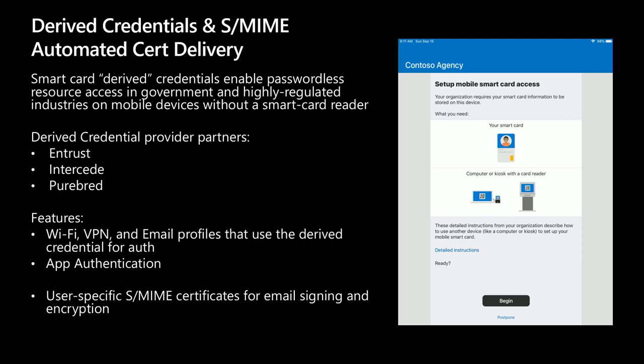What a derived credential is, effectively, is a smart card that is used to derive a credential onto a device that provides access to things like app authentication, Wi-Fi profiles, and VPN profiles for users who typically have to authenticate with their smart cards, but obviously don't wish to carry around a dongle for their iPhone in their everyday life. So we've partnered with a few providers to do this, Entrust, Intercede, and Purebred, which are the market leaders in this space, to ensure that whatever provider you feel is appropriate to use for derived credentials, we can assist you with that using Intune.